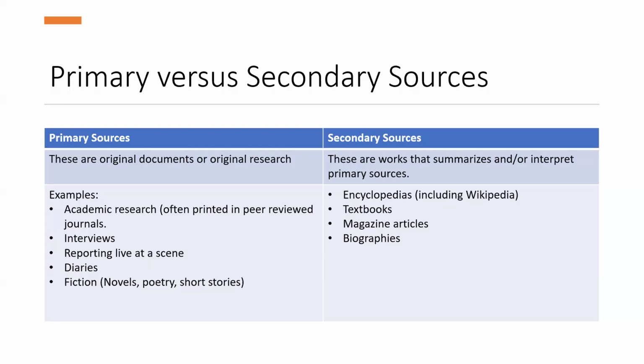Not always. There have been instances where people faked their data and it caused quite a bit of damage. Interviews and reporting at live scenes are all primary sources. Secondary sources include encyclopedias, textbooks, and magazine articles. These are fine sometimes. If you read a biology textbook, I think you can have reasonable confidence that what you're reading is okay.